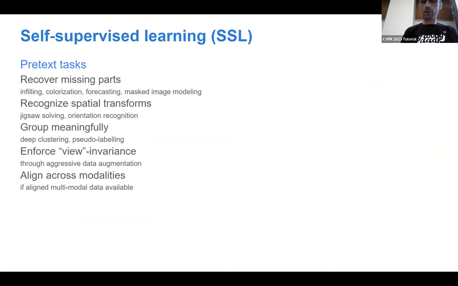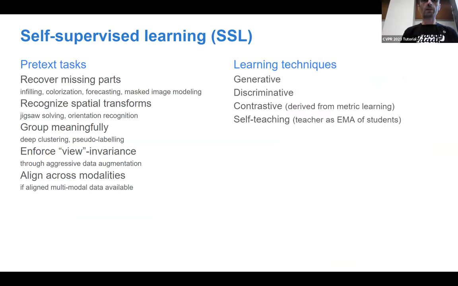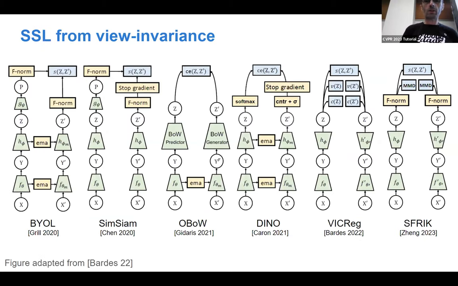In particular, this view invariance. And depending on what you do, you have different learning techniques, different losses, can be generative, discriminative, contrastive, or using distillation, and it's called self-teaching in this case. And I'm not going to explain that, of course, but just to show the variety of things that people have come up with for self-supervised learning with view invariance. Some of them have EMA, which is exponential moving average, which means that there is a self-teaching going on here. Some of these things are pretty famous, DINO in particular, which will come back in the talks.